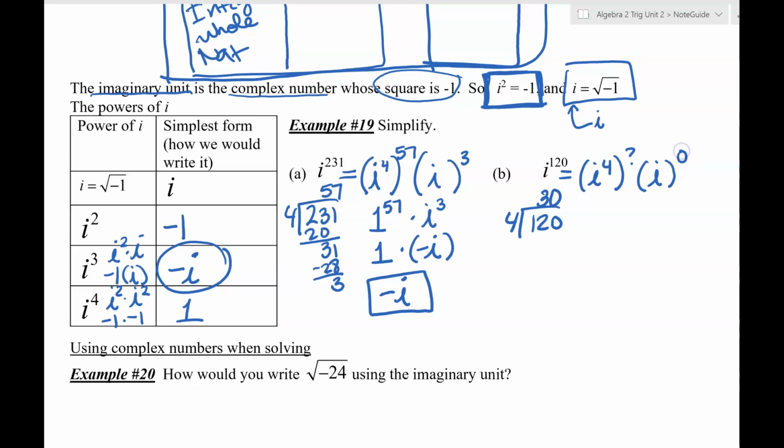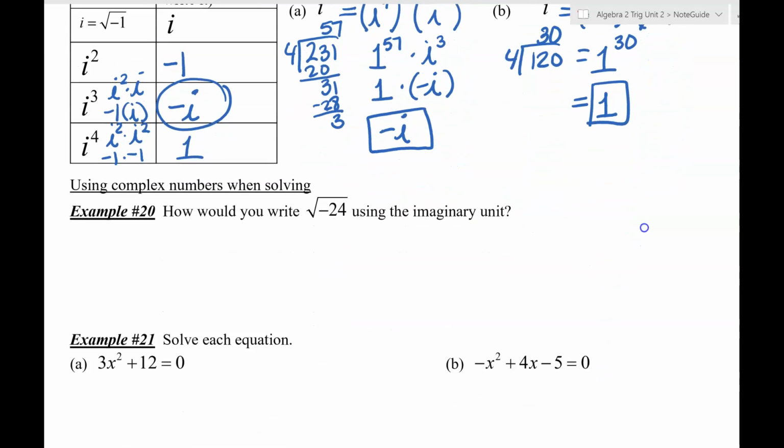So no remainder would be no i's left over, which is just worth 1. And then we're using 30 powers of i to the fourth. But again, i to the fourth is worth 1, and 1 to any power is still 1. So that's generally how the powers work. So how do we express things with this imaginary unit?